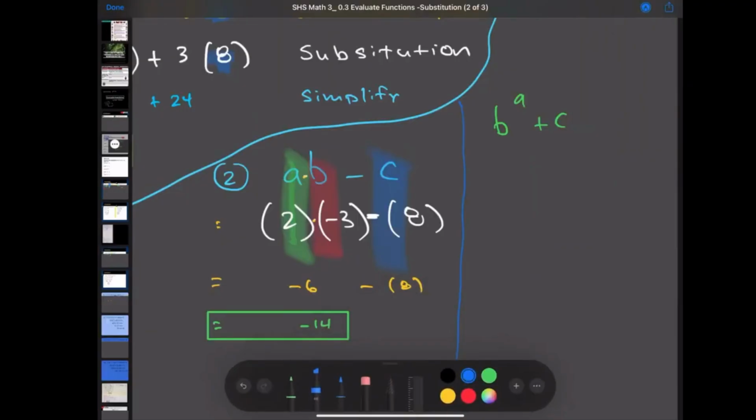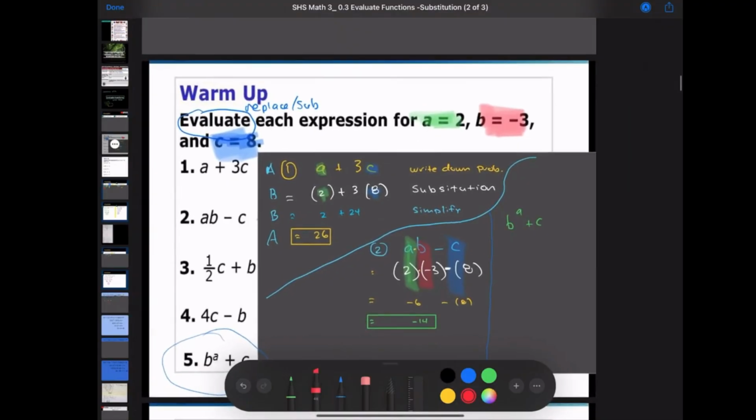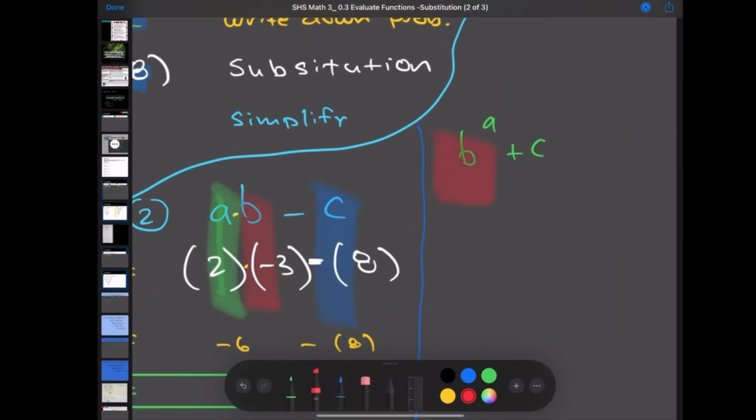Every b value is going to be a -3. Yes? You guys did it wrong. A lot of you did it. Every a value is going to be a 2. I missed that part. And then every c value is going to be an 8. Okay, here we go.